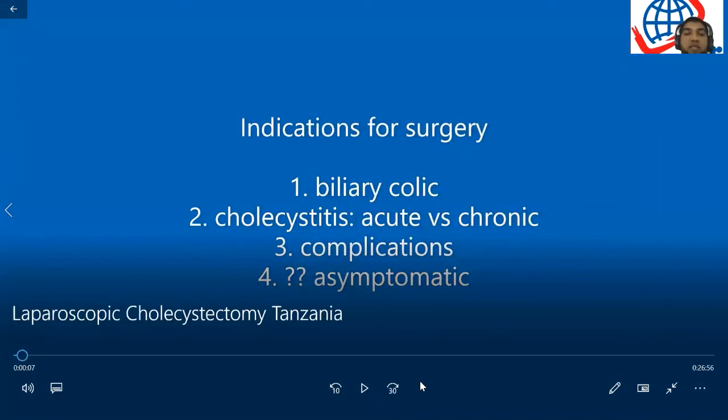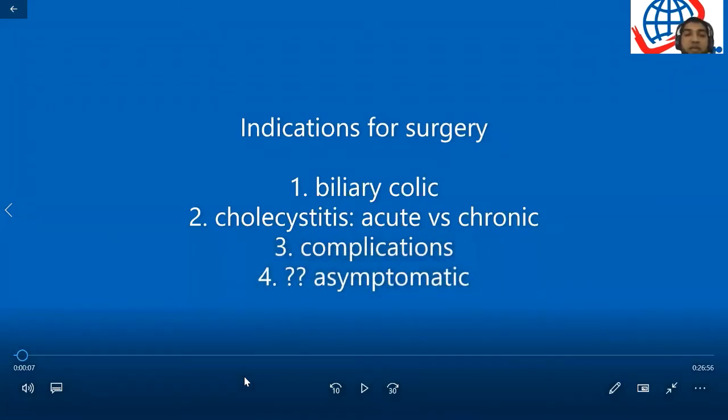Now, before we undertake surgery, it's always good to know why you're doing surgery. I think these are the common indications for laparoscopic cholecystectomy, the first being biliary colic, second and arguably the most common is cholecystitis, whether it's acute or chronic cholecystitis. The third is complications from gallstones, for example, cholecystolithiasis, gallbladder empyema, gallstone pancreatitis, et cetera. And fourth, we have incidentally diagnosed stones.